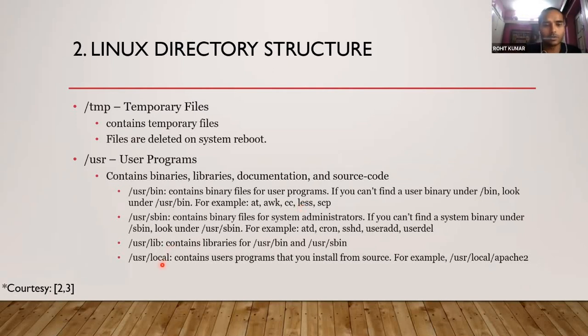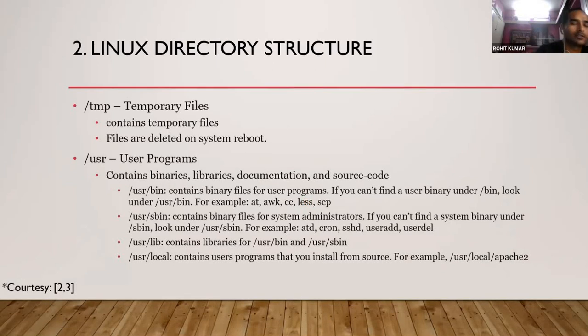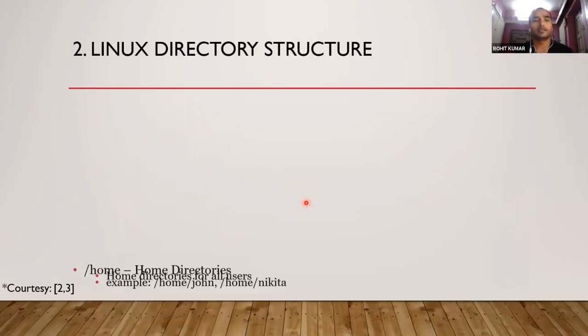Then you have the user local. Here you keep the user programs that you install from source. Here the example uses the Apache server, a default standard for open source client server applications. If you want Apache, you go to the Apache website, download Apache, and install it. Then inside the user local folder you can find this sort of directory: inside the user local environment you can find Apache, with 2 as the version. So this sort of mechanism is present inside Linux.